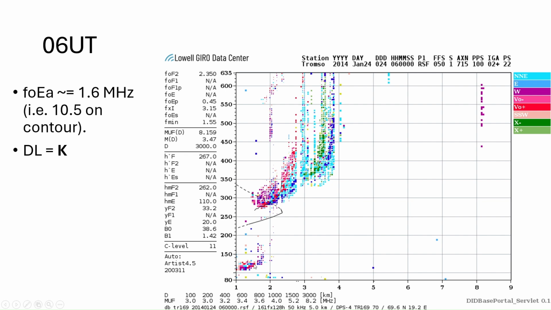quite a bit weaker auroral precipitation E region trace here, with a cusp, and then a corresponding F region trace. Again, this is not scaled by me. This trace is scalable.